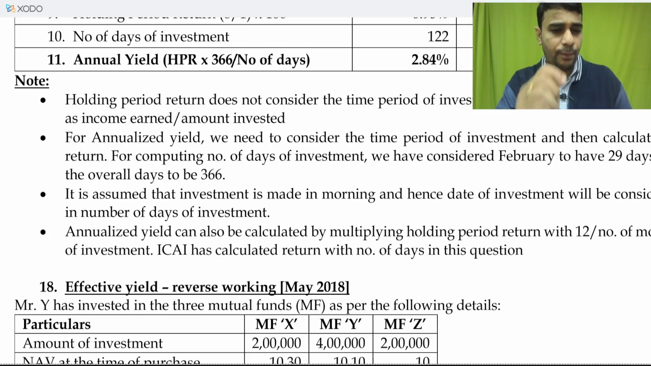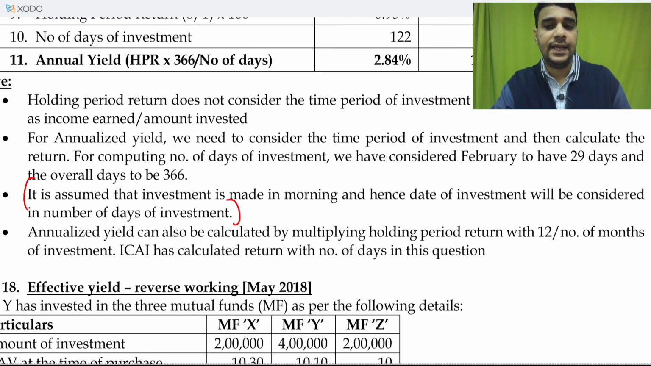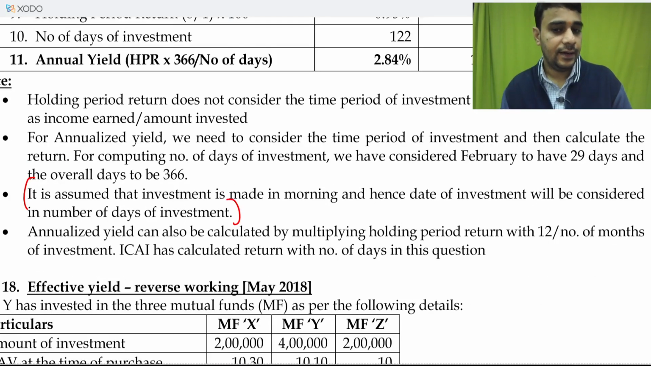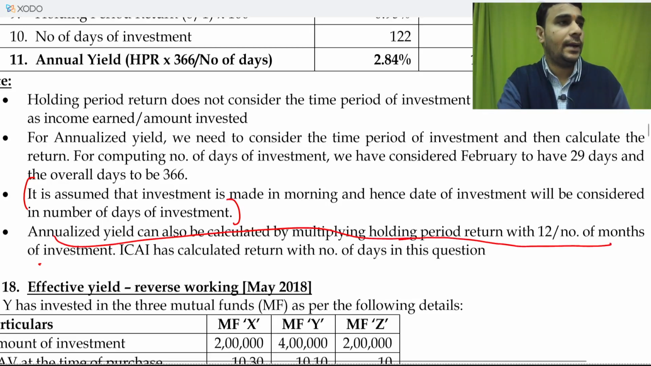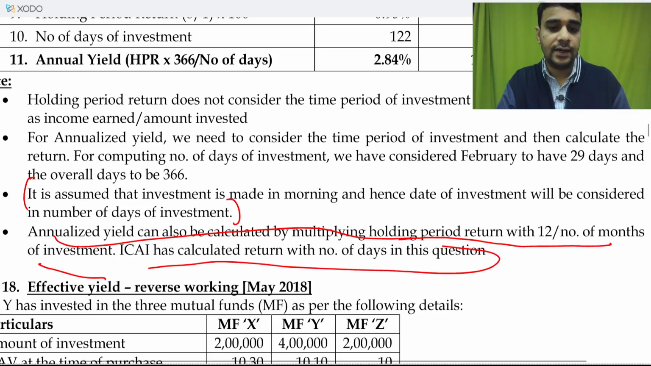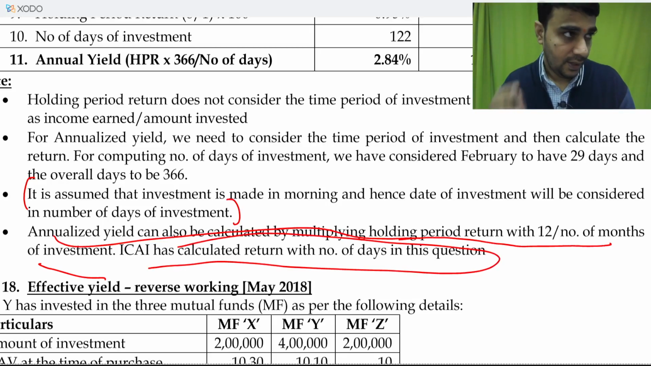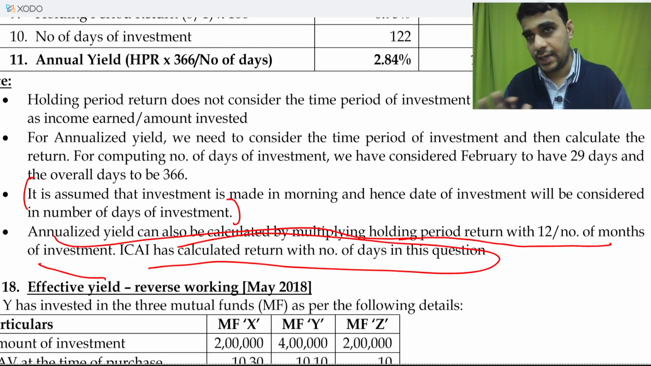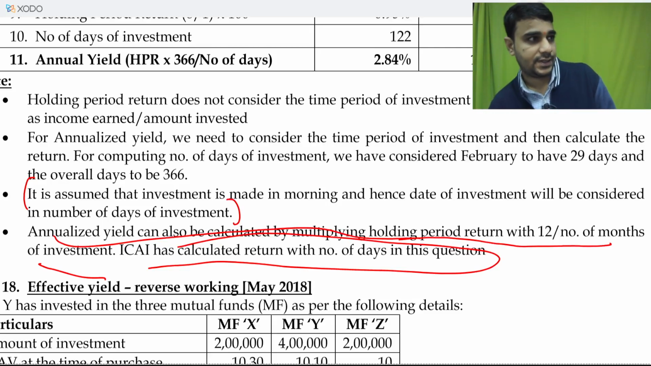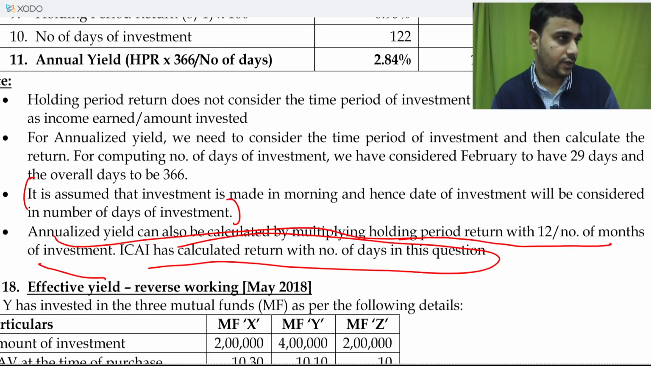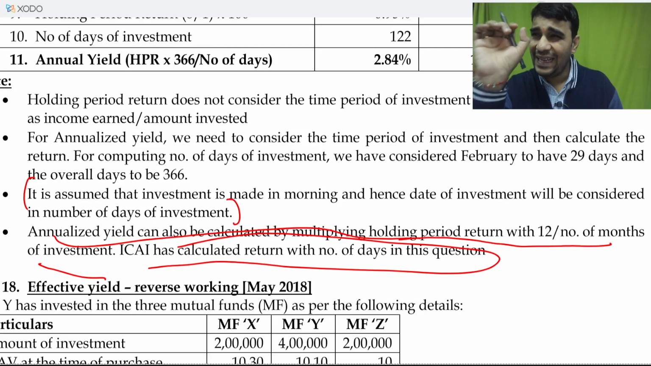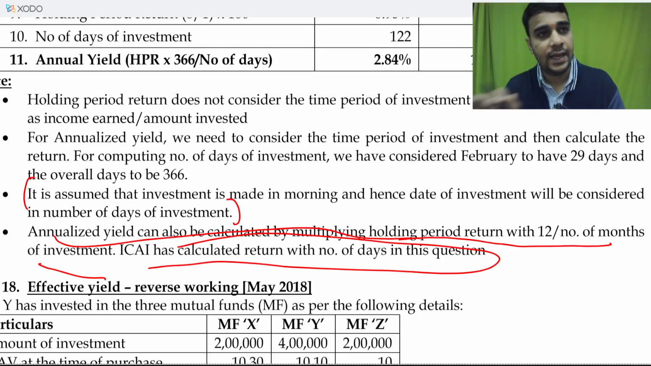Okay, this is just one point. This is what I was discussing in the last question. It is assumed that investment is made in the morning, and hence the date of investment will be considered in the number of days of investment. Annualized yield can also be calculated by multiplying holding period return with 12 by number of months of investment. ICAI has calculated return with number of days in this question, that's why I followed it in this problem. I cannot give you a consistent answer saying that every time it will be only the number of days calculation. Sometimes they may do months calculation. But if that line is there, assume 1 year is equal to 365 days, there they'll consistently follow.